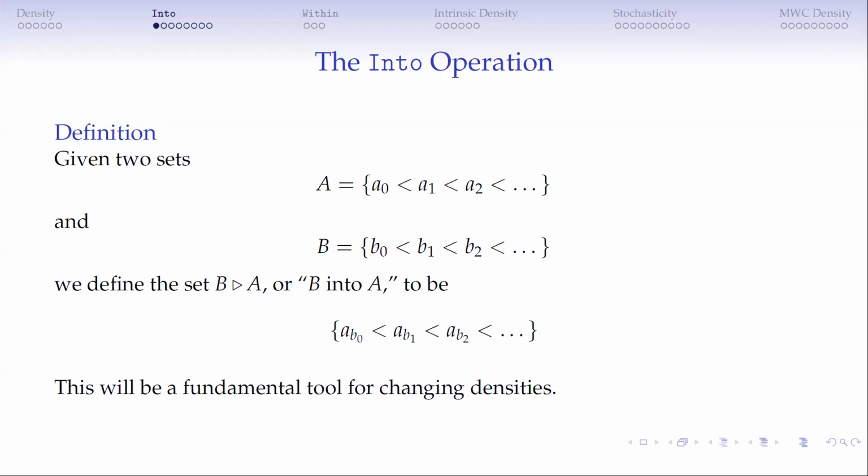If we have these two sets, then B into A is defined by A sub b0, which is less than A sub b1, which is less than A sub b2, and so on and so forth. So we just take A and think about it as our new universe. Our old universe was omega, and we look at A as our new universe, so we just enumerate the elements of B along A, like we would in omega, but now we have some gaps given by A.